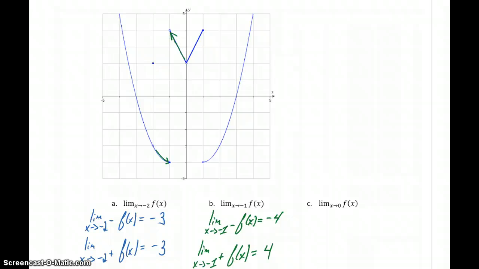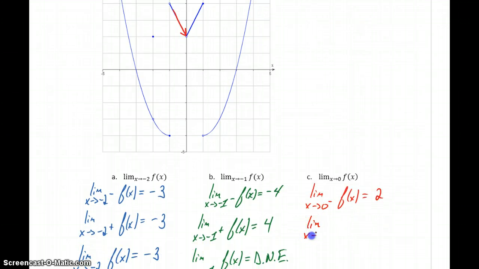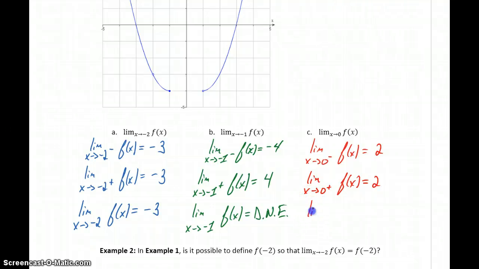And in our last example for this question, we want to consider the limit as x approaches 0. And again, we'll do that from both the left and right-hand sides. As we approach 0 from the left, we're approaching a function value of 2. As we approach 0 from the right, we're approaching that same function value of 2. Since those two one-sided limits are equal, we can say that the limit as x approaches 0 of f of x is going to be equal to 2.